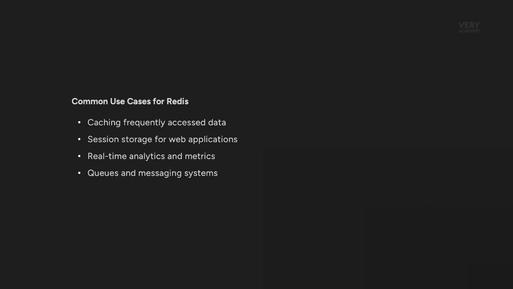Now, because Redis is in memory, it's often used for caching, depending on where you come from in this world. So Redis is often used for caching, where storing frequently accessed data in memory can dramatically speed up applications. It's also popular for session storage in web apps, keeping user session data readily available, in real-time analytics and messaging systems. Redis shines by providing instant data updates with minimal delay.